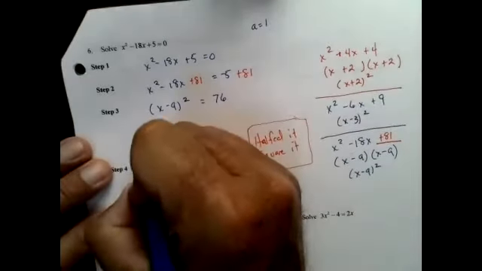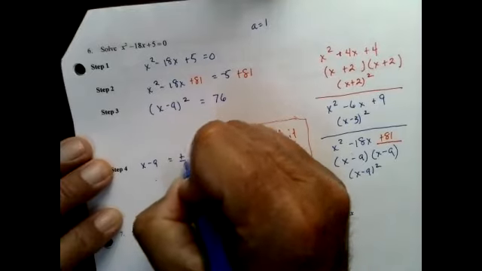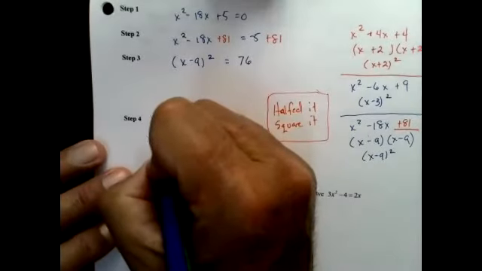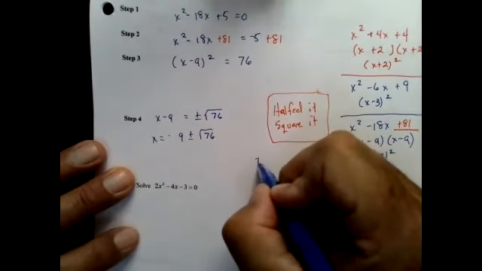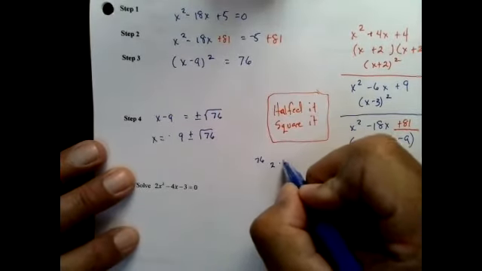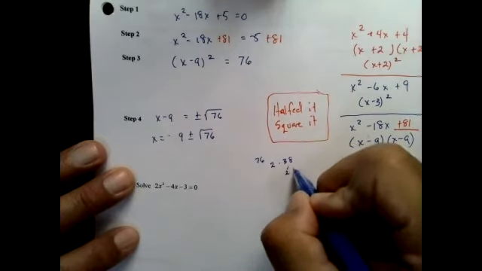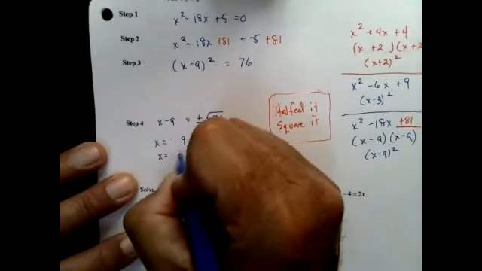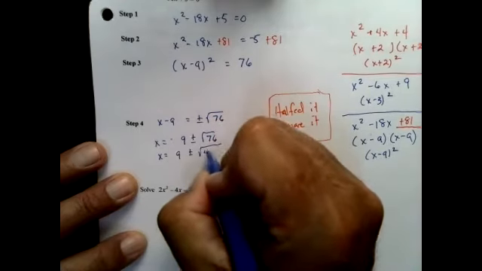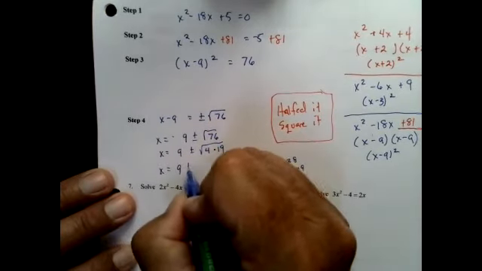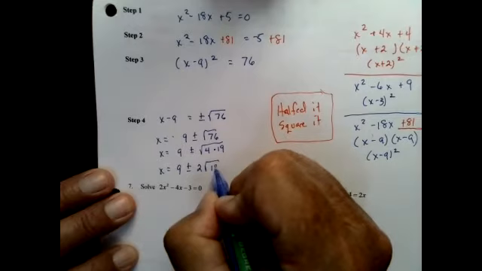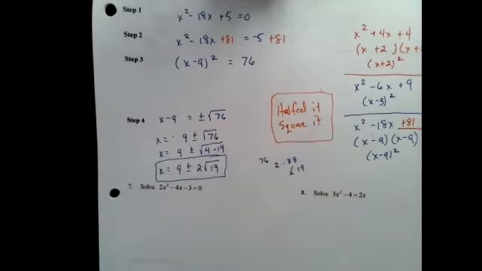Step 4, x minus 9 equals plus or minus the square root of 76. X equals 9 plus or minus the square root of 76. Oh, 76 divided by 2 is 2 and 38, and that's 2 and 19. So x equals 9 plus or minus the square root of 4 times 19, which means I'm going to be able to pull that 2 out, and that's all I'm going to say about that.